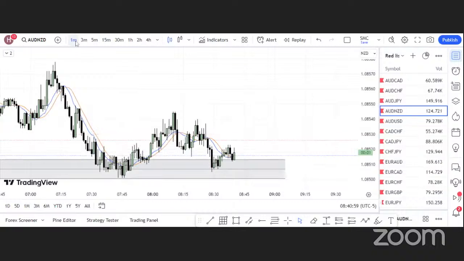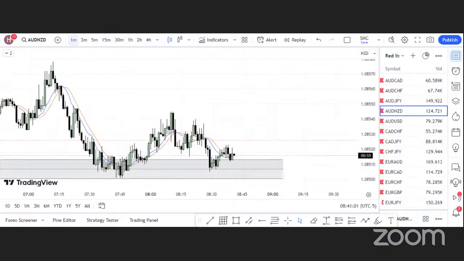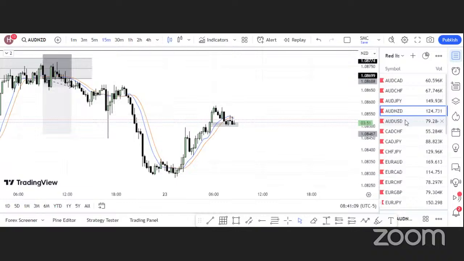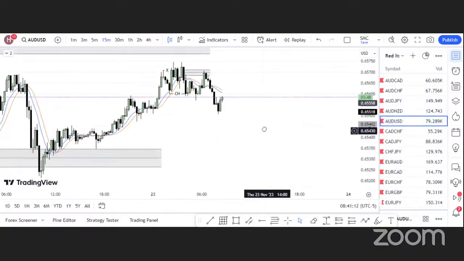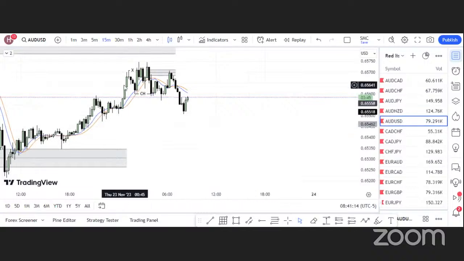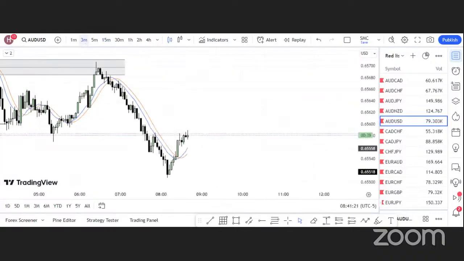Let's go to 1 minute. The spread here is too wide. Let's look for another one. I don't know why this is happening this afternoon. Okay, this is better. This is better, guys. Let's trade this. Let's go to the lower time frame.